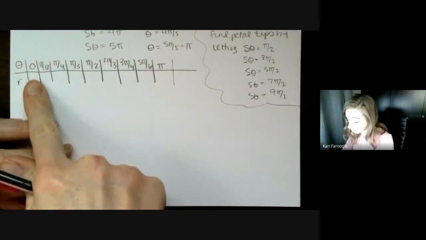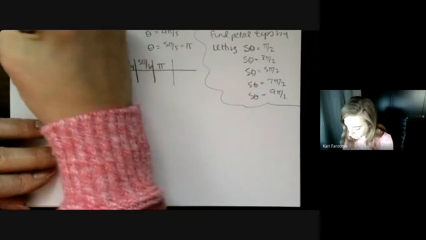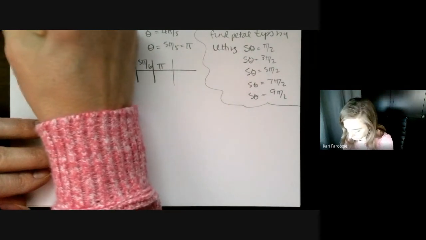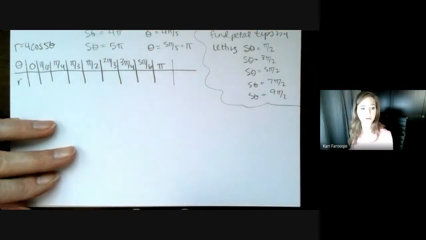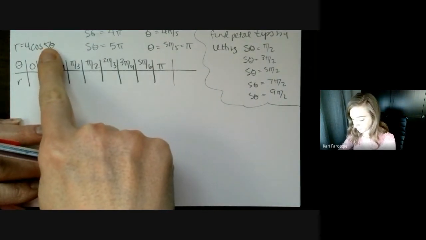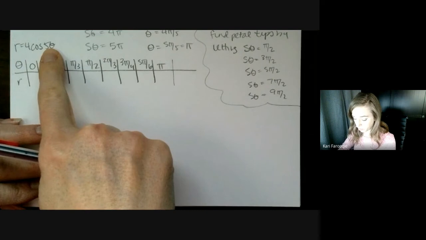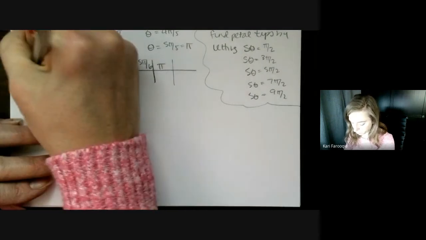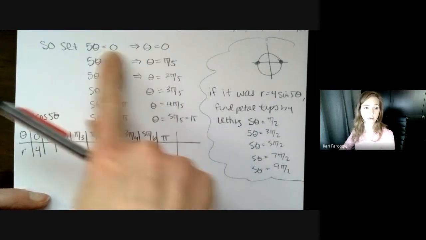All right, when theta is 0, I'm going to rewrite our function here because it's so far away: r equals 4 cosine 5 theta. When theta equals 0, 5 times 0 is 0. The cosine of 0 is 1. So r equals 4. Well, we already knew that, because we already said that when theta equals 0, 5 theta is 0. That was a petal tip.